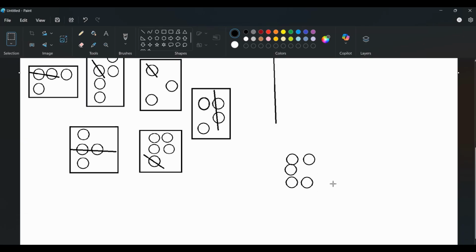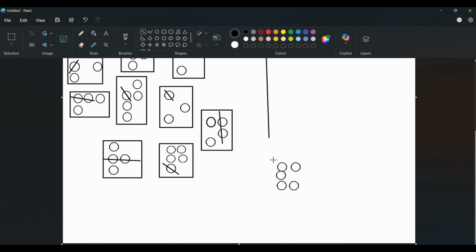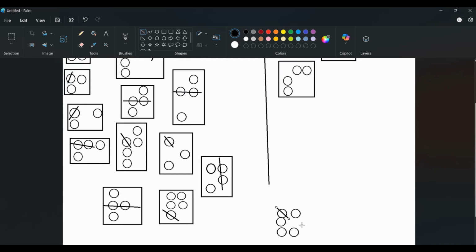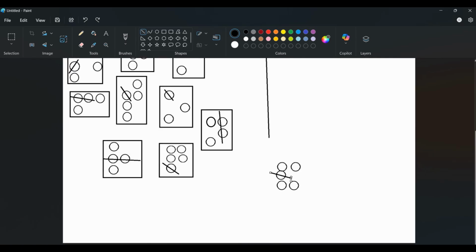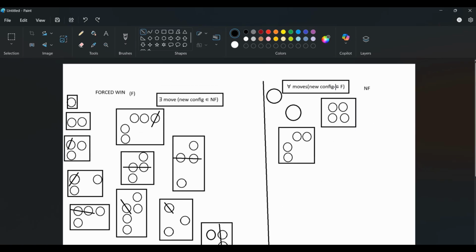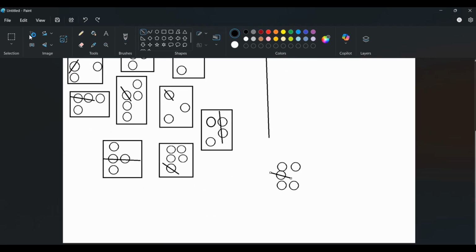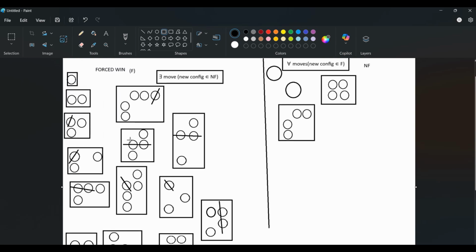So does this belong to F or NF? Let's analyze. If I do this, then this belongs to F, same as this, similar to this. If I remove this, then this belongs to NF. So therefore this belongs to F. If I play this, then this new configuration belongs to NF, and therefore this whole configuration belongs to F. So we can come up with multiple configurations and exhaust all configurations, and we have a strategy on top of each of these configurations.